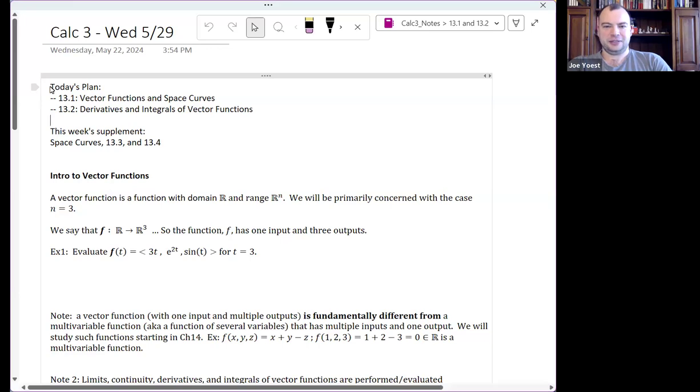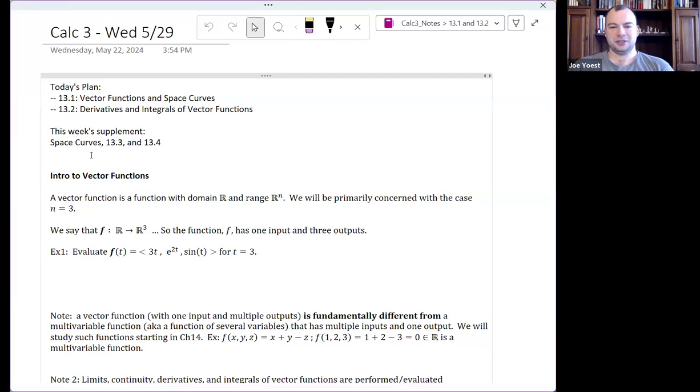Okay, so the plan for today's class is to cover sections 13.1 and 13.2. I'm going to leave space curves, which is a part of 13.1, for the supplement, just to make sure that we get through all of the important material in 13.1 and 13.2. And then the supplement will also cover 13.3 and 13.4. So we're going to cover the first half of chapter 13 today, and then the second half in a supplement.